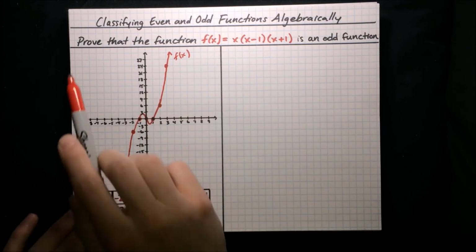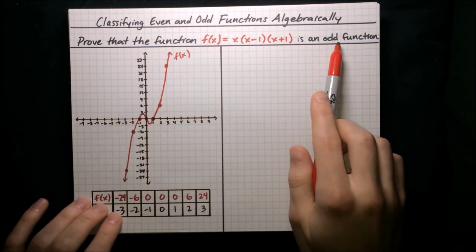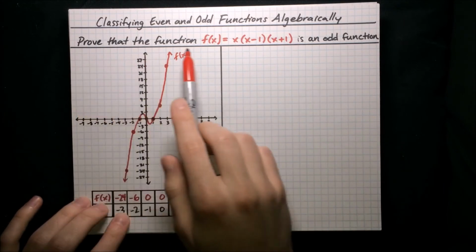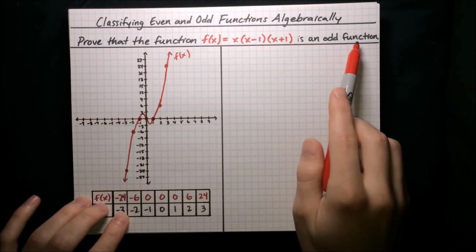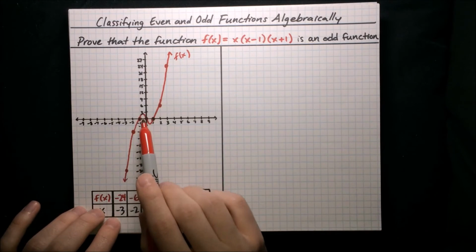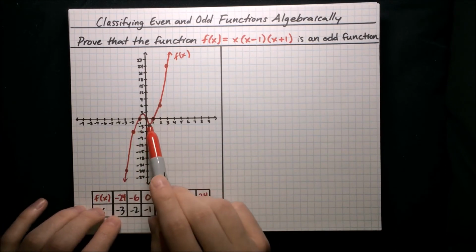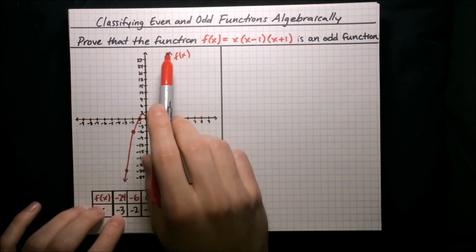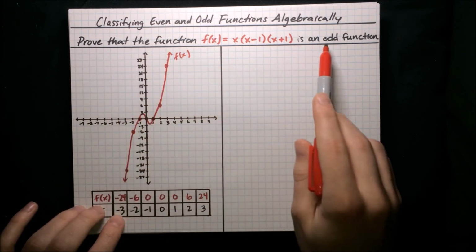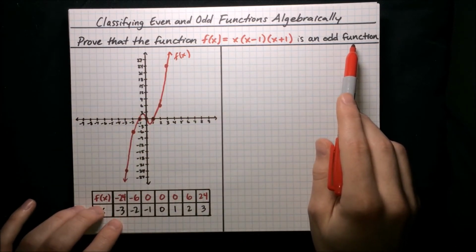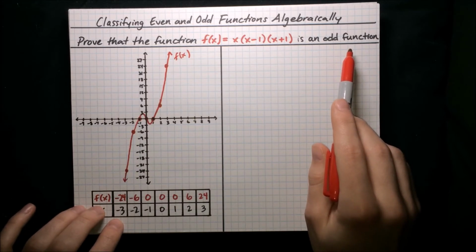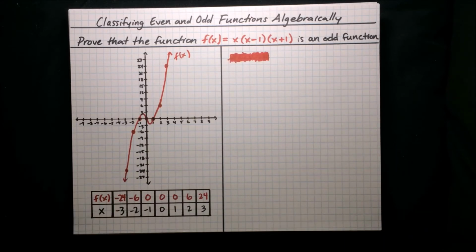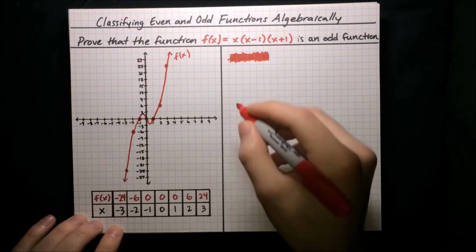But again, this question asks us to prove that the function is an odd function. We want a bulletproof argument that this function is an odd function. And right now we're just plotting some points and saying, hey, well based on the graph, it looks like it's probably an odd function. But that's not good enough if we want to prove it. So to prove that this function is an odd function, we're going to do this algebraically, kind of like last time. So look at what happens when we plug in negative 3 for x.